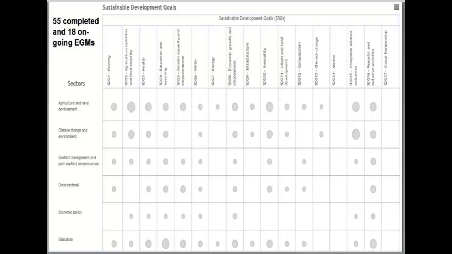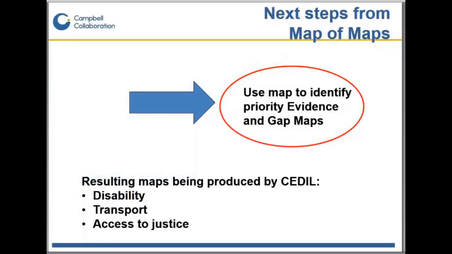And you can hover over any one of these circles. The circle size corresponds to the number of maps, and you can click on the circle to access the actual maps themselves, description of the maps, and link to the URL for the maps. With this map, what we find is that I didn't have a slide on that.